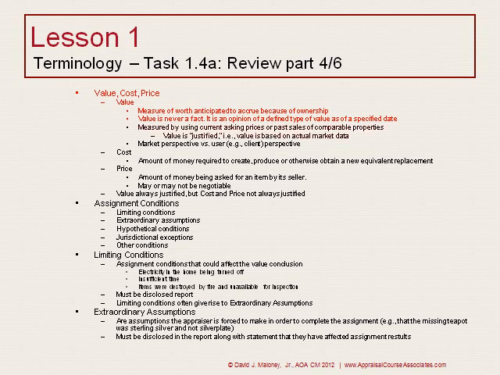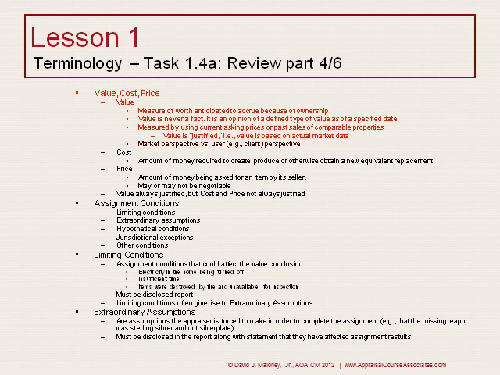How do we measure value? We measure value by means of market data, that is, asking prices for comparable properties or the amount the comparable properties have sold for in the past. As a result, value is justified. That is, it's an opinion of worth based on actual market data.